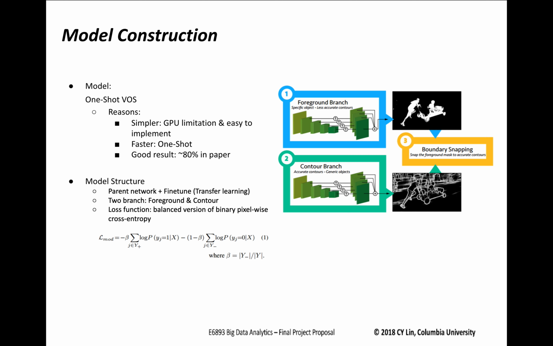The network contains two branches. The foreground branch is used to locate the object's position, and the contour branch is used to get an accurate boundary for the object. The loss function in training is a balanced version of binary pixelwise cross entropy.